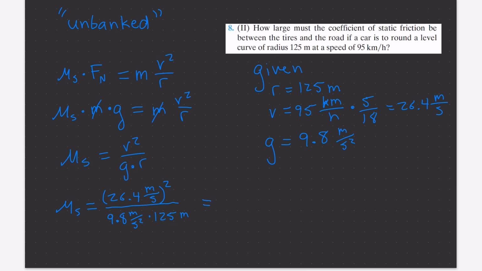In this case, it's going to be about 0.57. So this is equal to this, and that's the coefficient of static friction we're going to need in order for there to be no slip and in order to keep the car on its uniform circular motion along this curve.